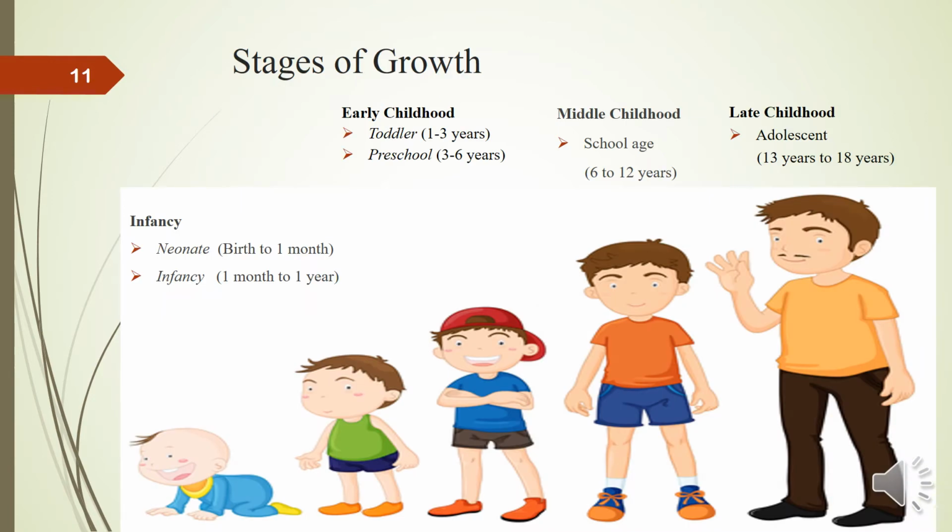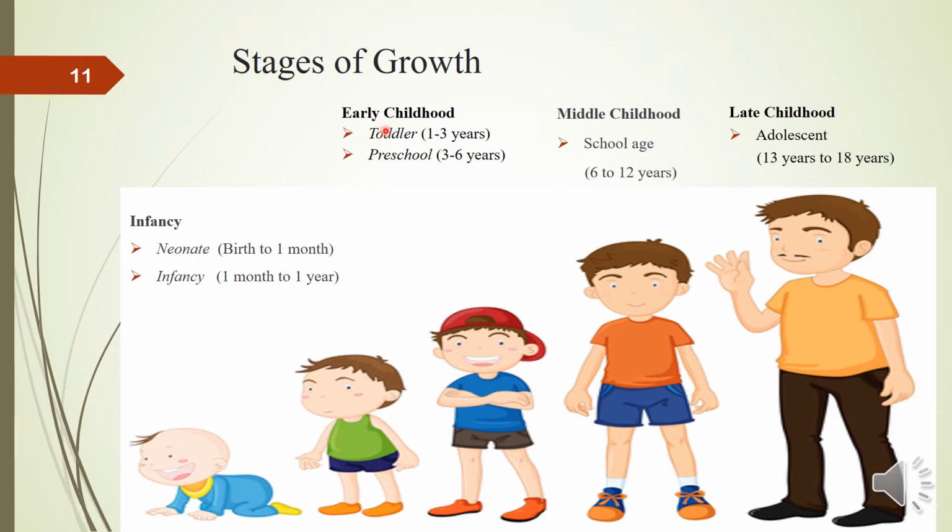So when you talk about stages of growth in children, the growth in children is divided into 4 major portions. The first one is infancy. Infancy is itself divided into 2. Neonate: the children who are born up to the age of 1 month are called neonates. So a child of up to 30 days old is called a neonate, and a child who is 1 month to 1 year is called an infant. Okay, so this is the period of infancy. So you will have neonates and infants.